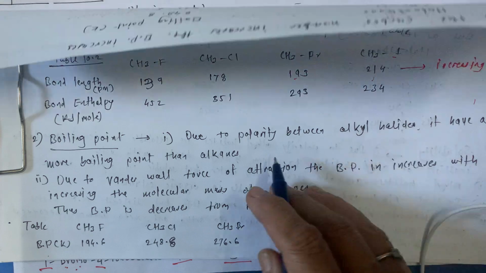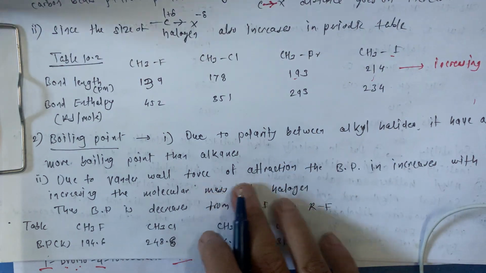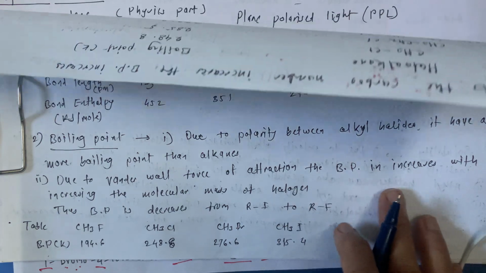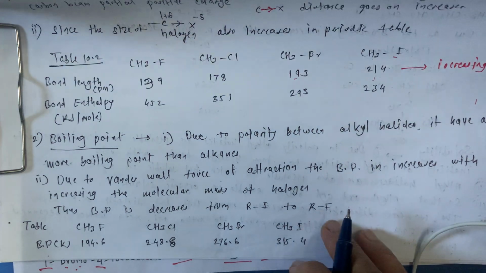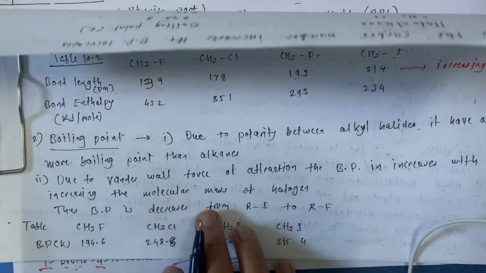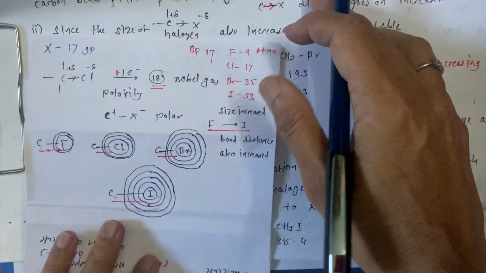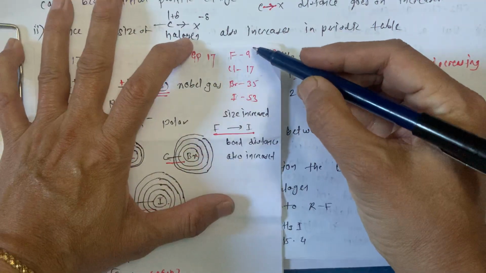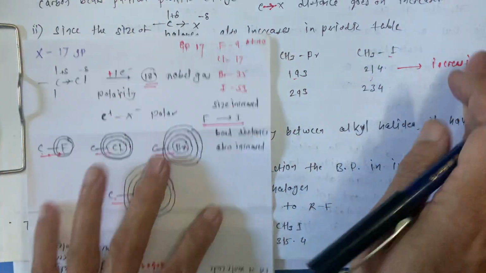These are the two things: polarity between alkyl halides and alkenes, this is one point, and van der Waals forces of attraction, the boiling point increases. As size goes on increasing, van der Waals force of attraction goes on increasing, and so this depends upon the molecular mass of the halogen. And we know that as atomic number goes on increasing, molecular mass also goes on increasing.